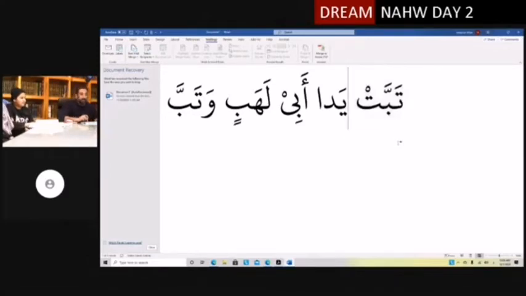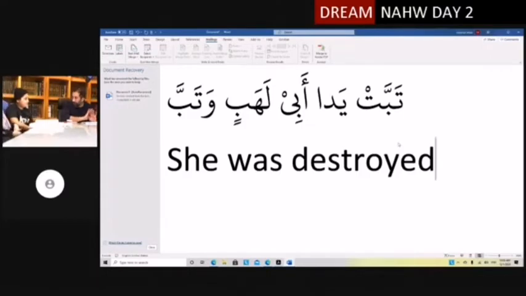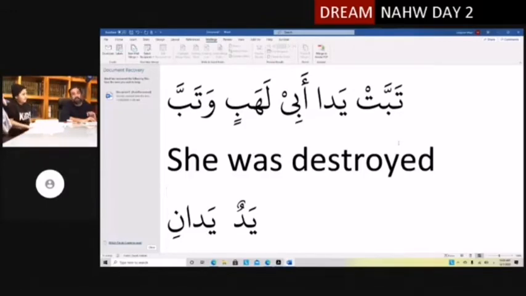Okay? Tabbat actually means she was destroyed. But by itself, what does it mean? She was destroyed. Now, yadun means hand. How do you say two hands? If muslimun means a Muslim and muslimani means two Muslims, then yadani. Right. Yadun, yadan, yadin, yadani. Yadaini. Okay. So yadani would be two in rafa.